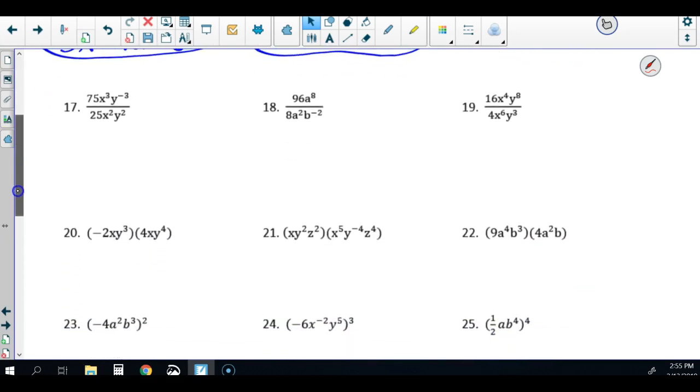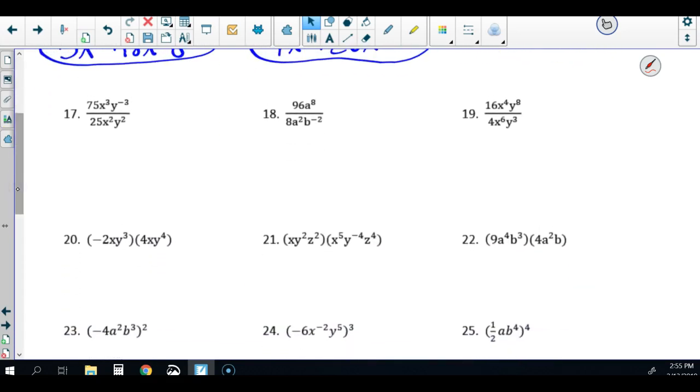Number 17, we have division here. Our division rules tell us to divide the big numbers, or the coefficients. 75 over 25 is 3, and subtract the exponents. X to the third, x squared. If I subtract 3 minus 2, I get x to the 1 power. I don't need the 1 up there, I can leave that off.